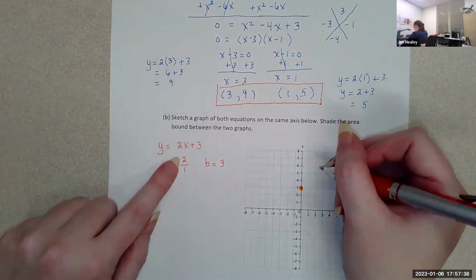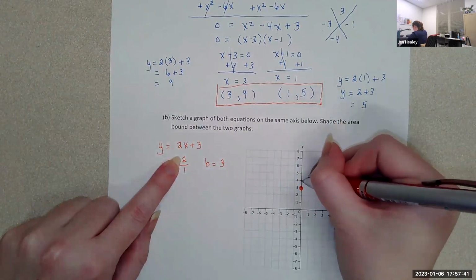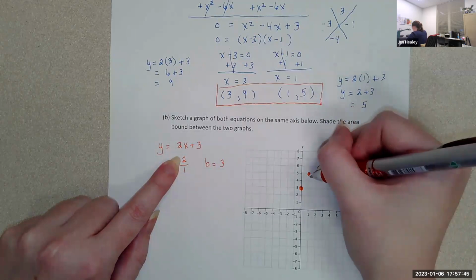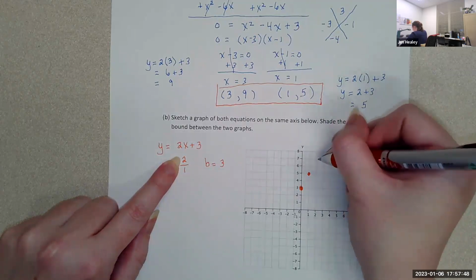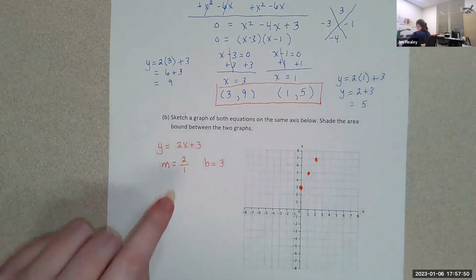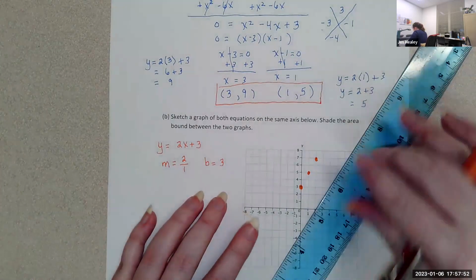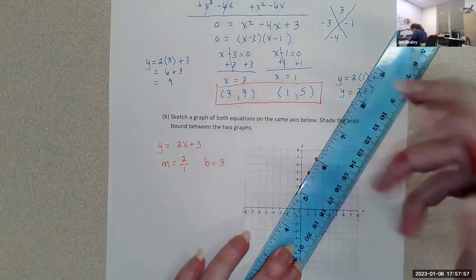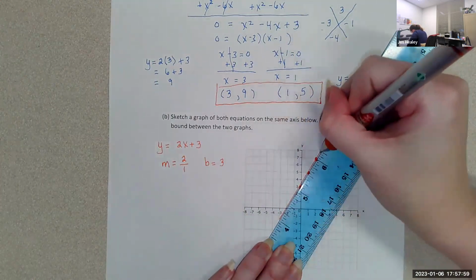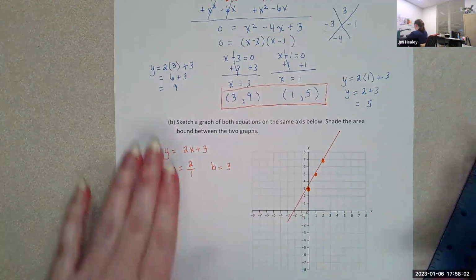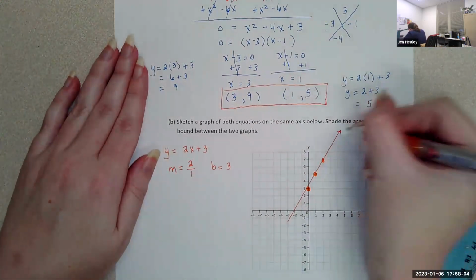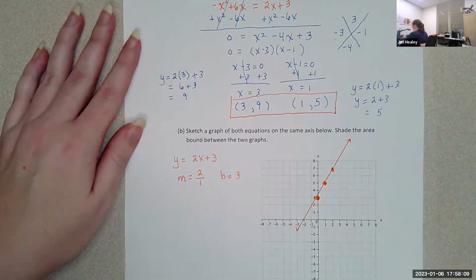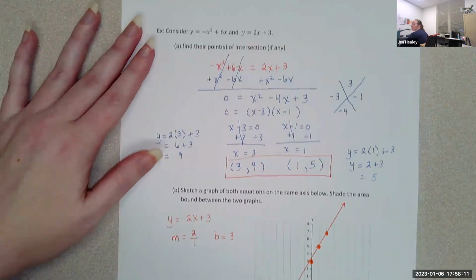And then you use your slope to find another point. So this says go up 2 and over to the right 1 and put another point down. And I could do this again if I want to get another point. Go up 2 and then over to the right 1. Then go ahead and connect those points. All right. And then we also want to graph the parabola.